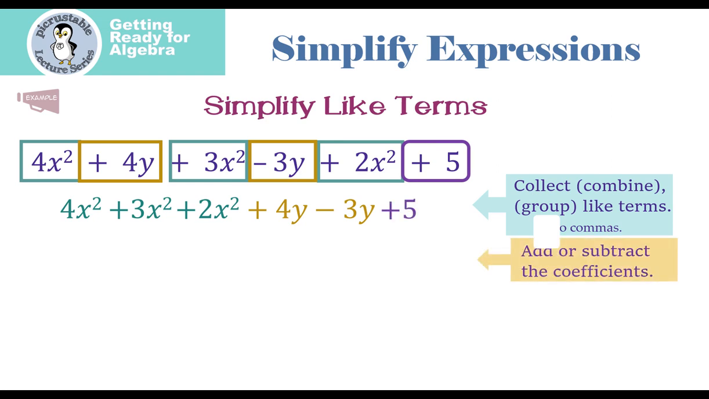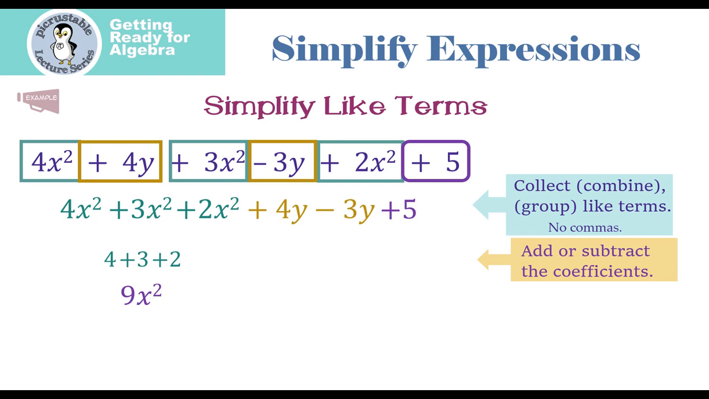Next, we're going to add or subtract the coefficients, depending on the symbol. So we have 4x squared plus 3x squared plus 2x squared. Let's add their coefficients. I'm going to take 4 plus 3 plus 2. That's 9. Then we just put the x squared with it. So 4x squared plus 3x squared plus 2x squared is 9x squared.